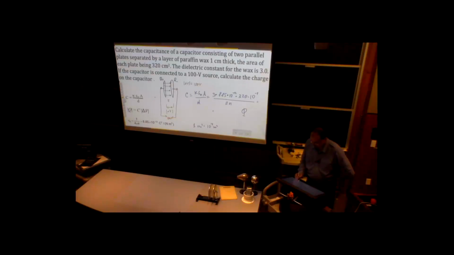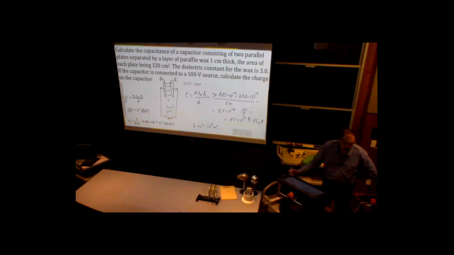Please, anyone, tell me the number, 3 times 8.85, etc. Negative 11 farads. 85 times 10 to the negative 12, that's what I would expect to be the answer, picofarads. People usually convert powers of 10 into corresponding prefixes. Nano means negative 9, pico means negative 12.